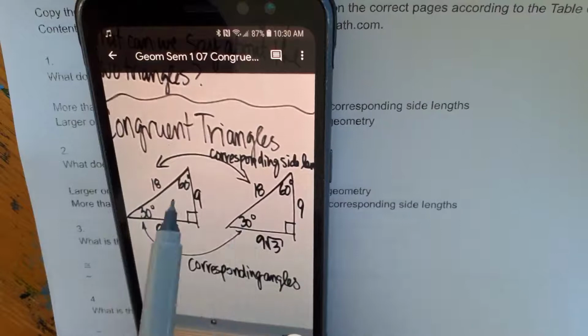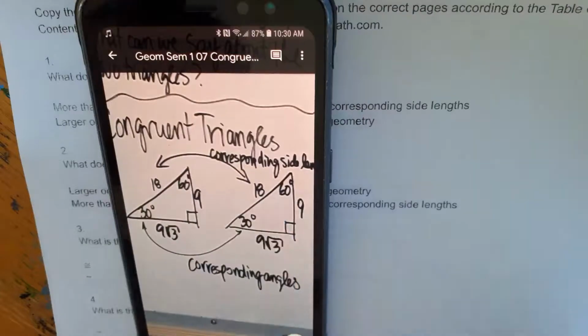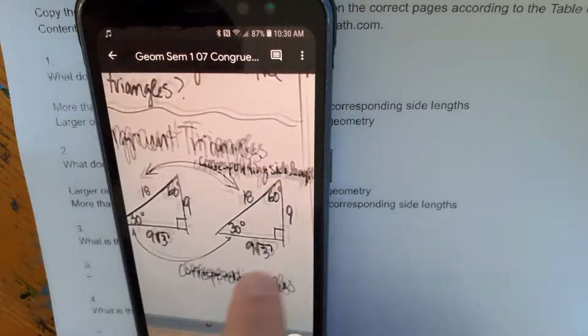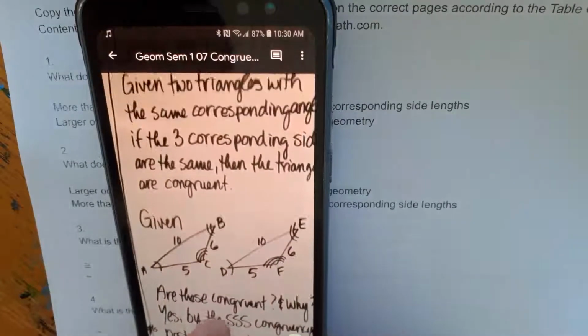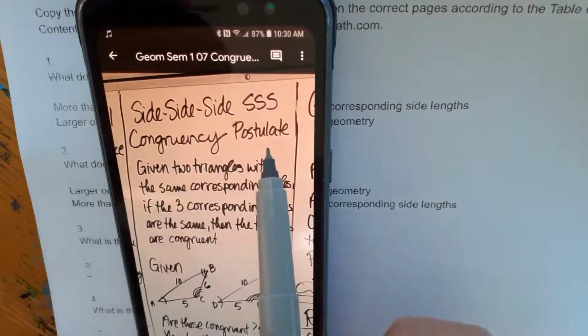And by the way, these angles that match up and these sides that match up are called corresponding sides, corresponding angles, or corresponding locations of 2 different shapes. So we're going to talk about the side-side-side congruence postulate.